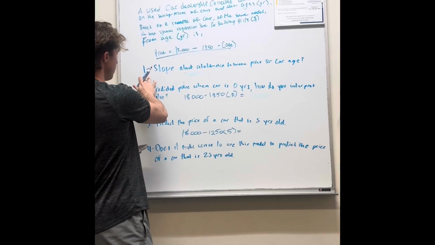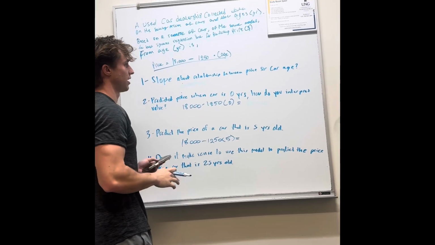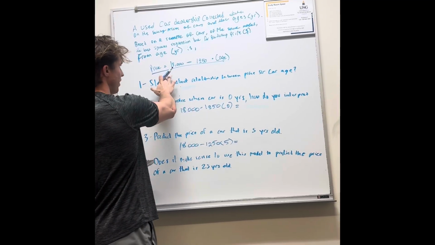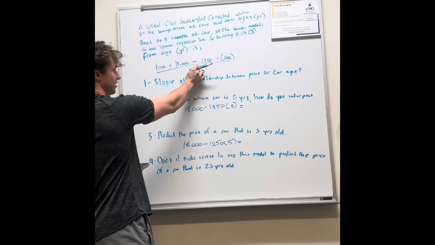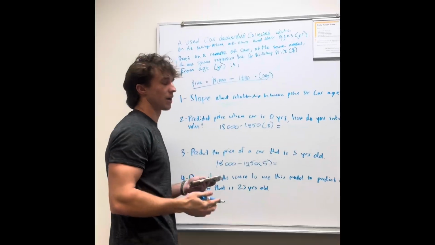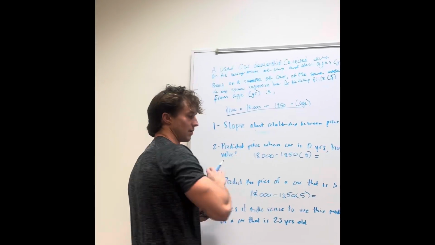So number one, we have the slope and the relationship between price and car age. From the slope, we can tell it's going to be negative because of this minus sign, because over time the car is going to go down in value. So that answers slope, it's going to be negative.